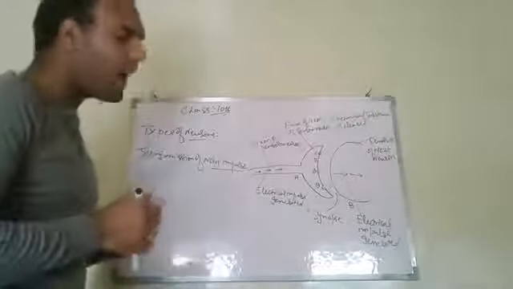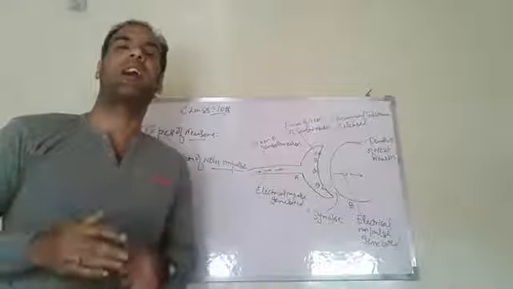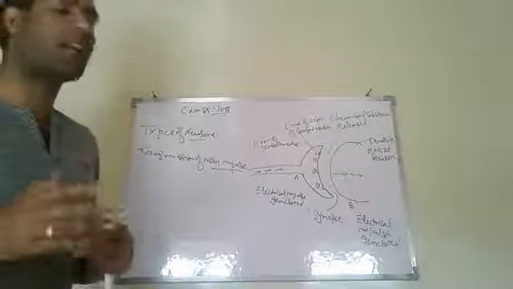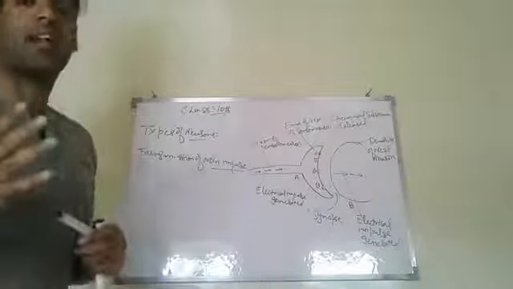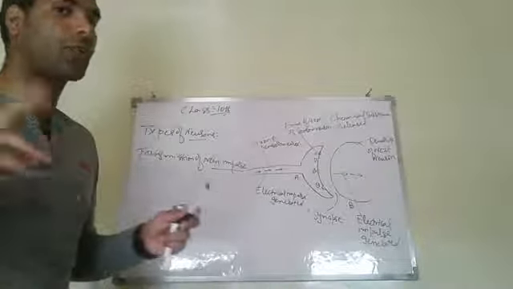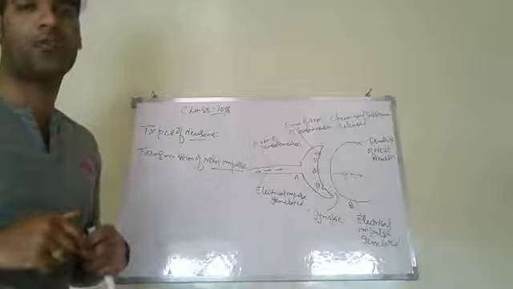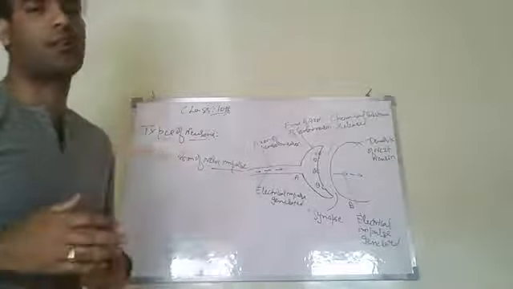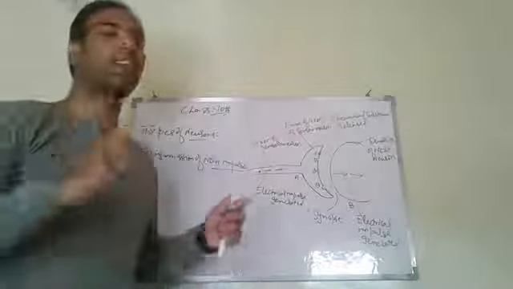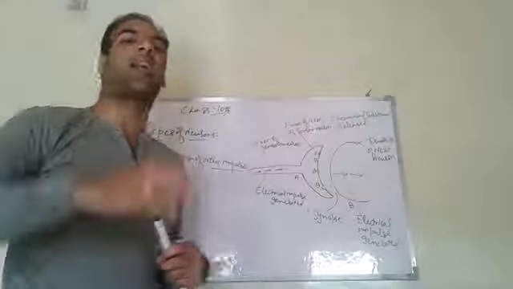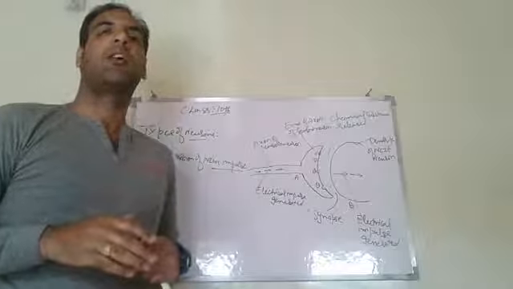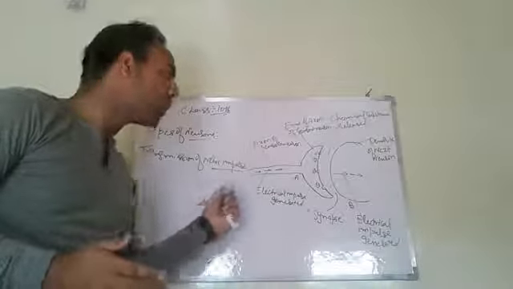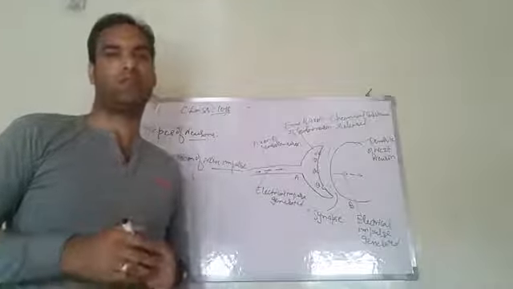The two neurons are not connected to each other, not connected end to end. Now, the question is, if neurons are not connected to each other, then how is nerve impulse transmitted from one neuron to the next neuron? That is the question we will discuss.